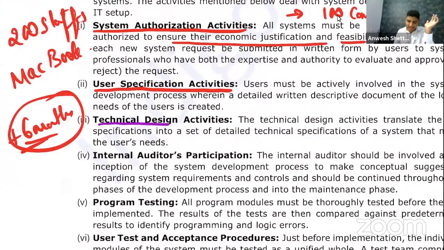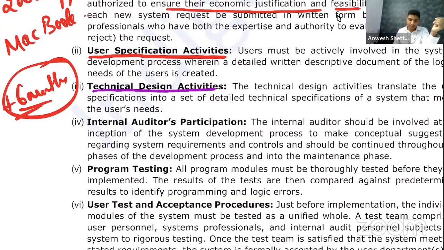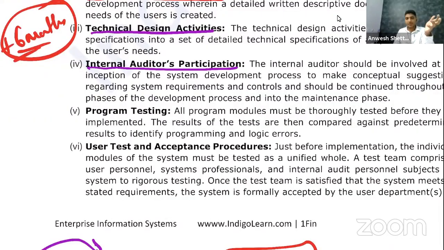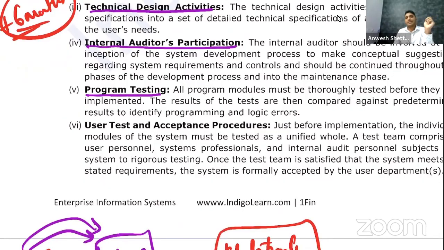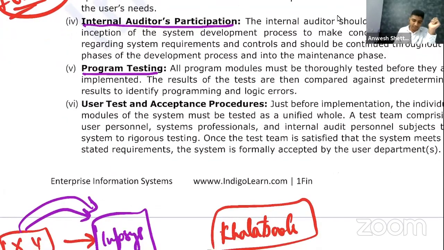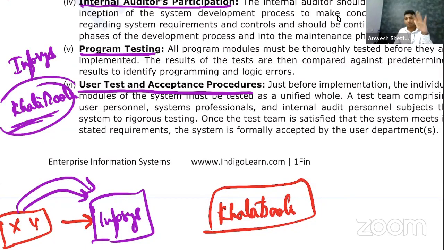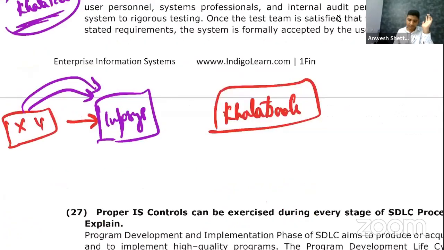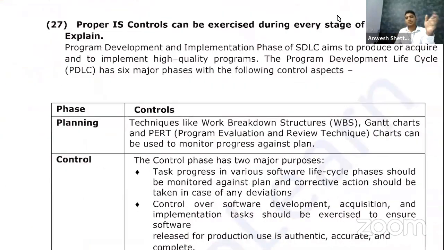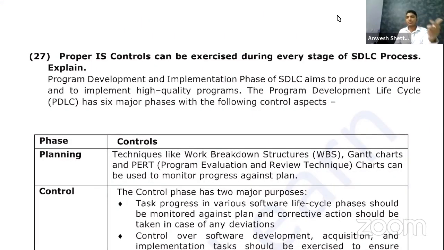Next one is technical design activities. See, all these are very general points. Next, internal auditor participation. That is, in developing the software, the internal auditor also should take part. Next one is, before rolling out, it has to be tested properly. Tested by whom? If Infosys is doing this, it should be tested by Infosys first. Then the user should test it. That is, in Khata book, before giving it to vendors, Khata book also tests it from their side. I'm not going to dwell more on those general questions because there are some questions which are very technical and which require explanation. Any questions, you can put it.